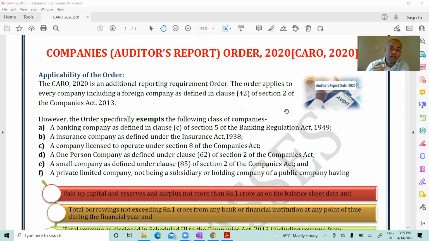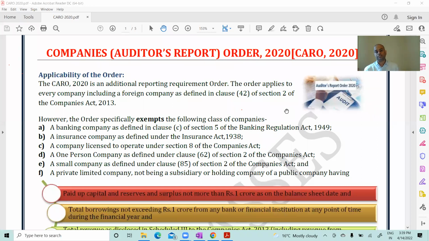Okay, so we have to discuss two things here. One is the applicability. Even from the applicability part of CARO, many times questions are asked both at CA Intermediate level and at CA Final level. For example, they'll take one private limited company and give the paid up share capital, the reserves, the turnover, and the borrowings of the company. So is CARO applicable to this entity? This kind of question will come. This is part one, applicability.